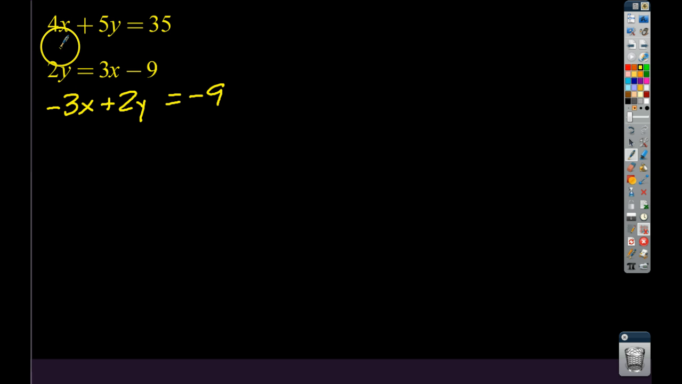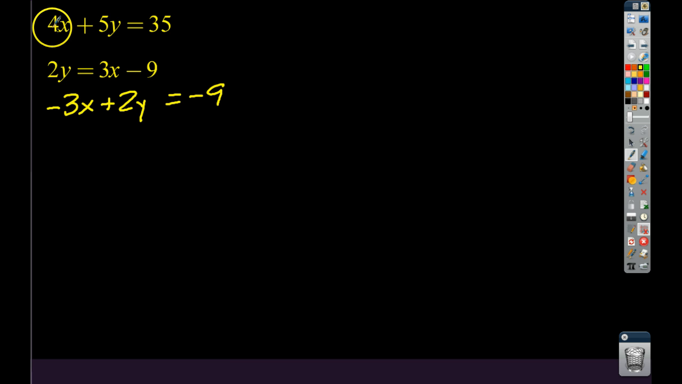I cannot make -3 into 4. 2, I can't make into 5. So what I'm going to have to do is multiply the top equation by one thing and the bottom equation by another thing so that we get the same amount. This goes back to that idea of least common multiple.